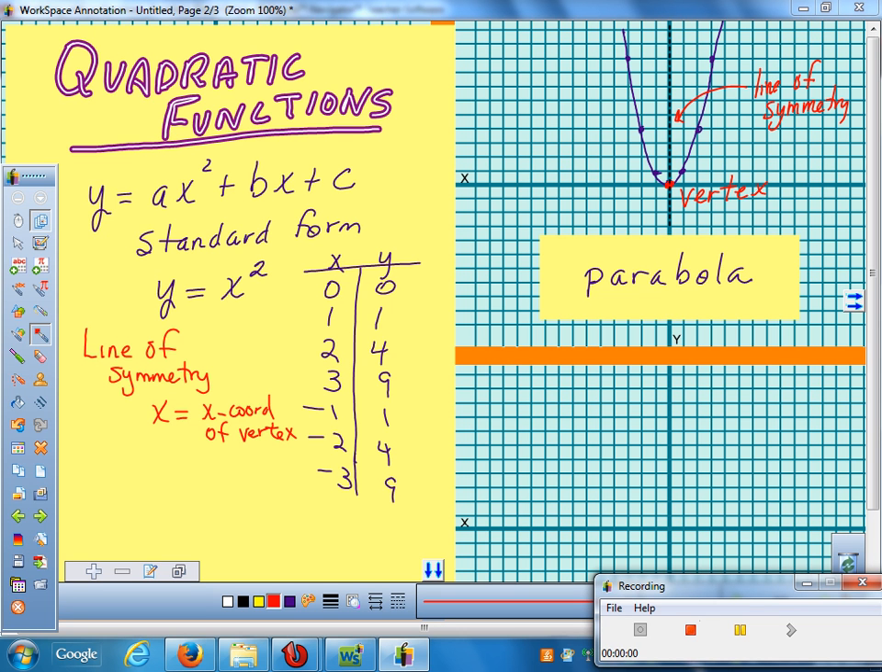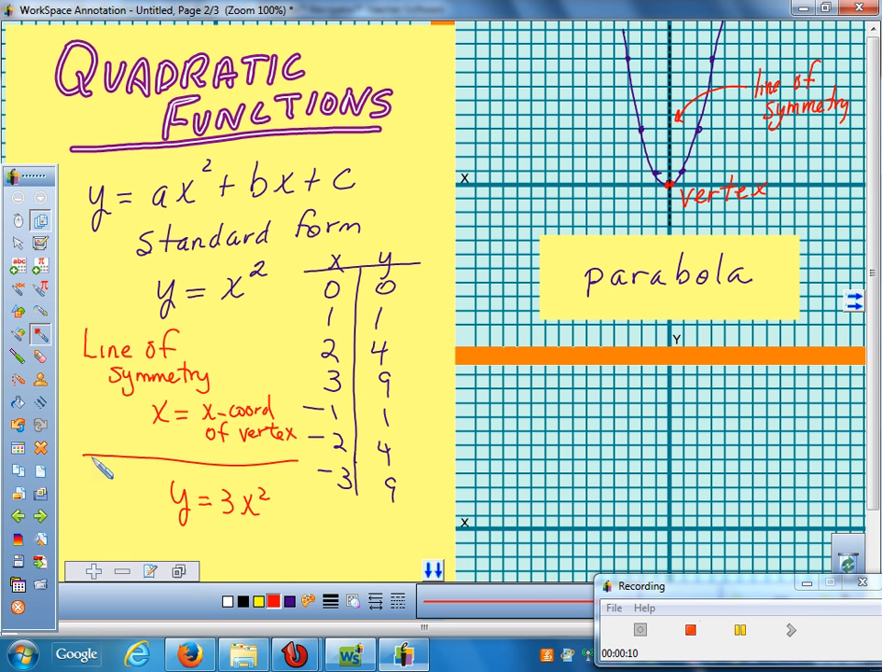If I went back here to plain old y equals x squared and added a 3 in front of this x squared, like we had just done over there, I'd make it y equals 3x squared. How do you make that 3 impact your graph?